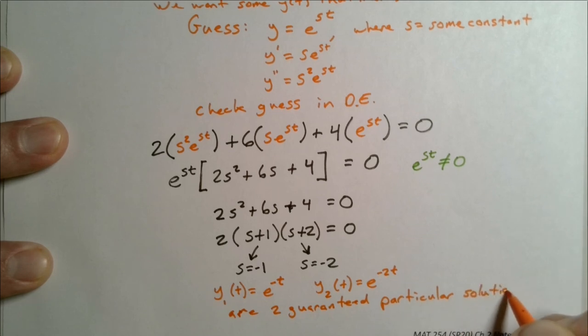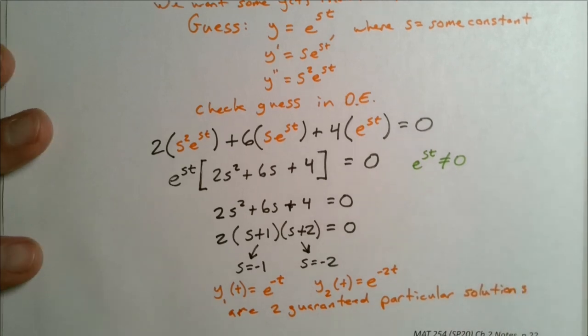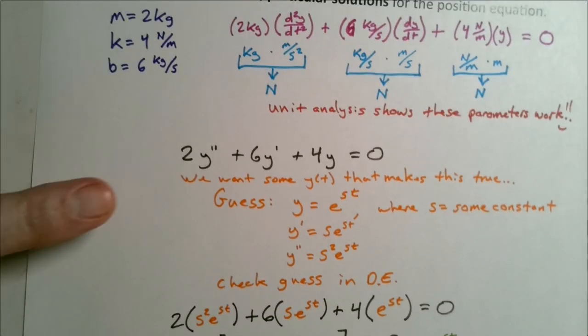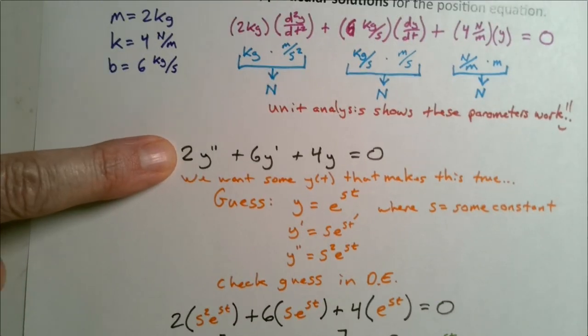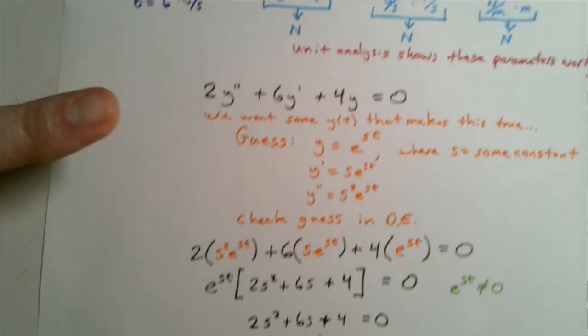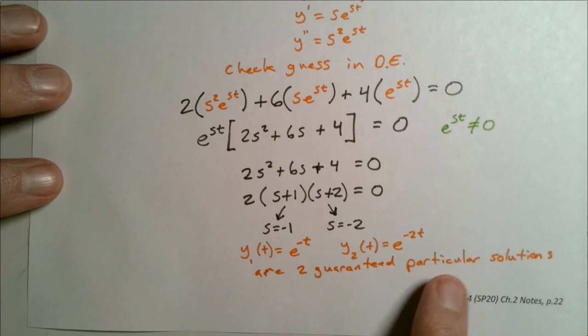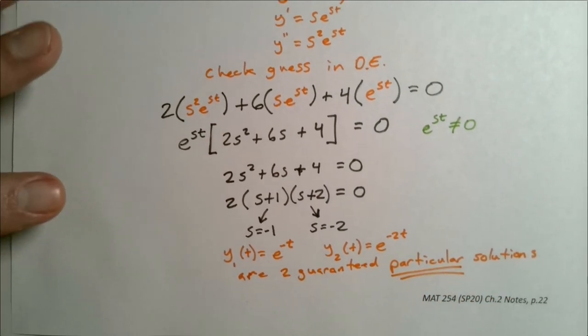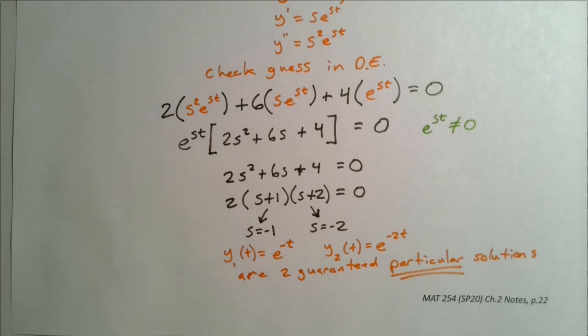I want to be clear about what I'm saying here: they are guaranteed solutions, and if you were to go back and plug either one of those into the original differential equation up here, they both work. When you plug them in, they both equal 0. They're guaranteed, but they're particular solutions. They're not the general solution. And just to verify this, let's hop over to Maple and see what Maple says.